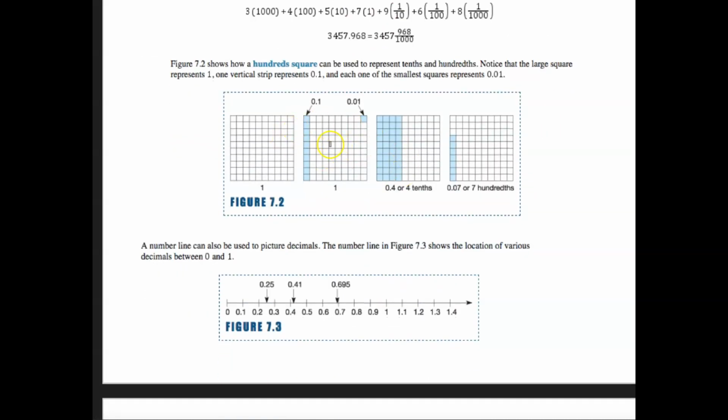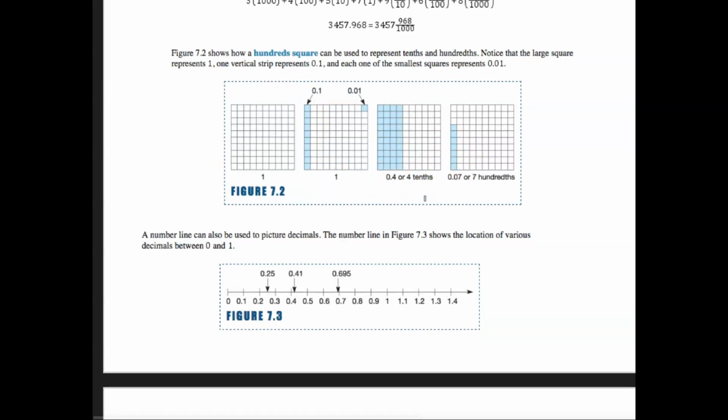You will see a 100 square used to represent this situation. If this whole thing is not 100 but 1, you can see the difference. This is 1 out of the 100. This is 10 out of the 100, 0.1, 1/10. Here's 4/10, 7/100. And so you can look at it that way.